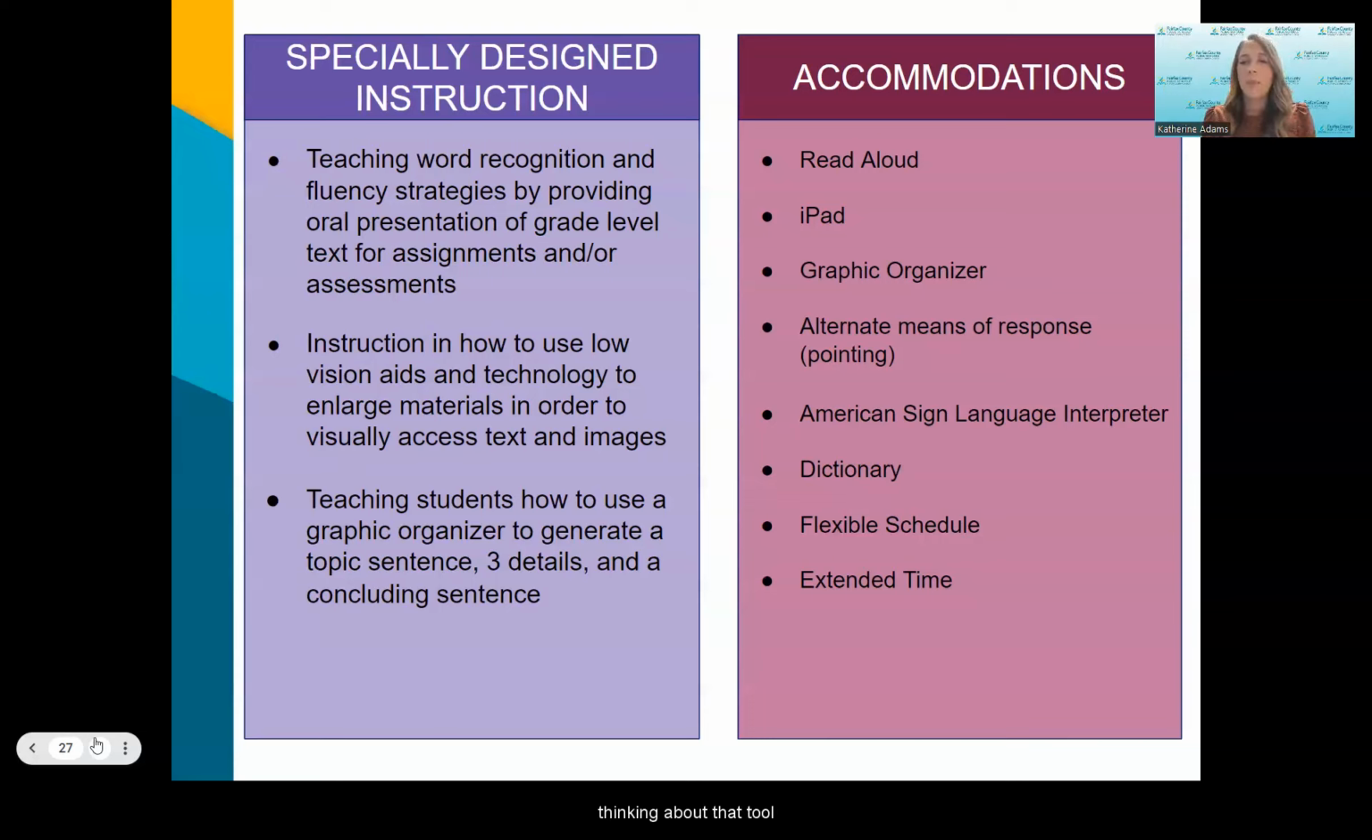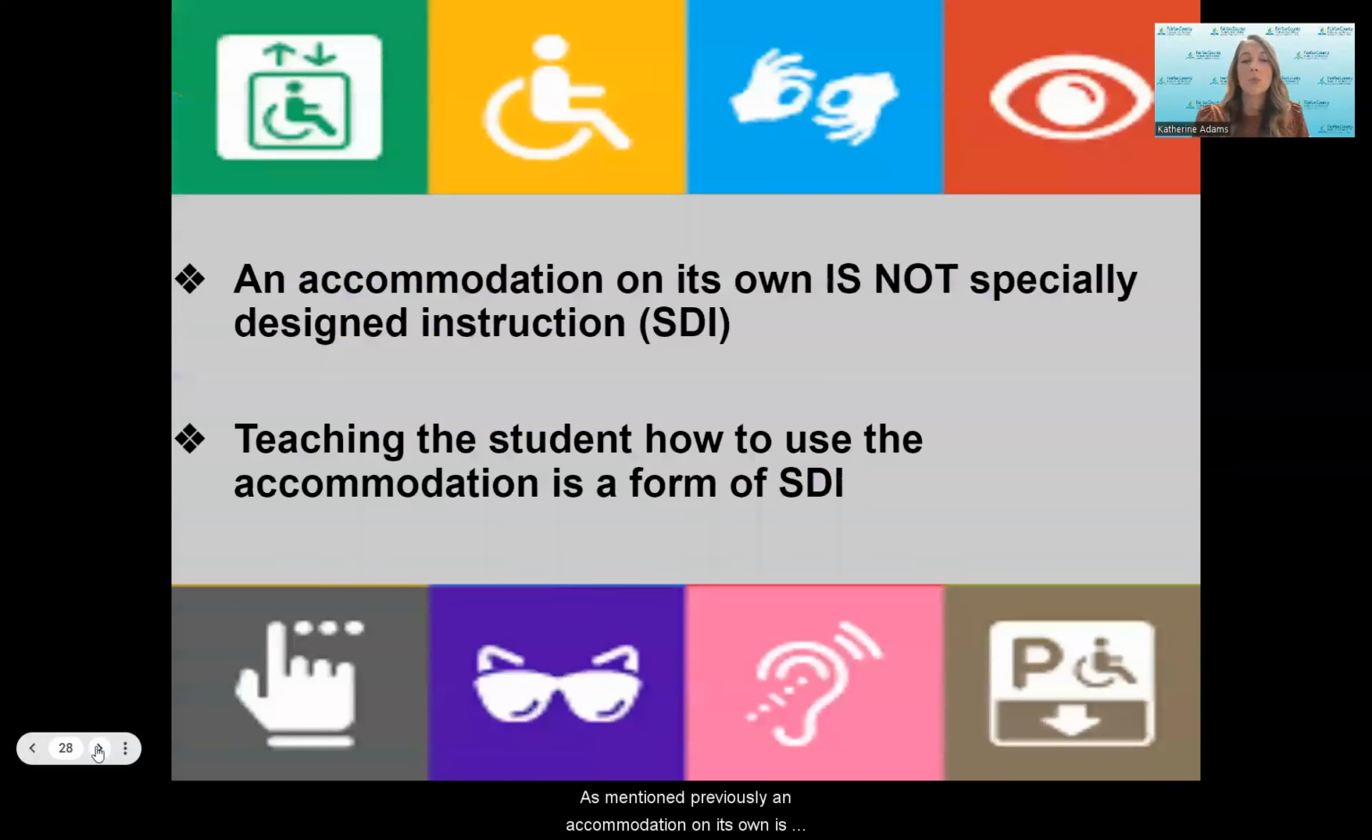Accommodations, however, thinking about that tool or that change in procedure or material. So one example might be read aloud. Another example might be use of an iPad in order to enlarge images in order for visual access. The graphic organizer would be the accommodation, alternate means of response, an American Sign Language interpreter, a dictionary, flexible schedule, extended time. As mentioned previously, an accommodation on its own is not specially designed instruction. However, teaching the student how to use and implement that accommodation is one form of SDI.